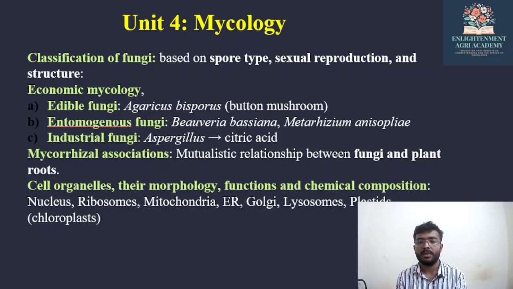Now industrially, Aspergillus produces citric acid. Then Penicillium is also useful for making the antibiotic penicillin. Now the mycorrhizal association, a mutualistic relationship between fungi and plants, and how they take up phosphorus and how they act as a disease control agent in some diseases. So there will be importance.